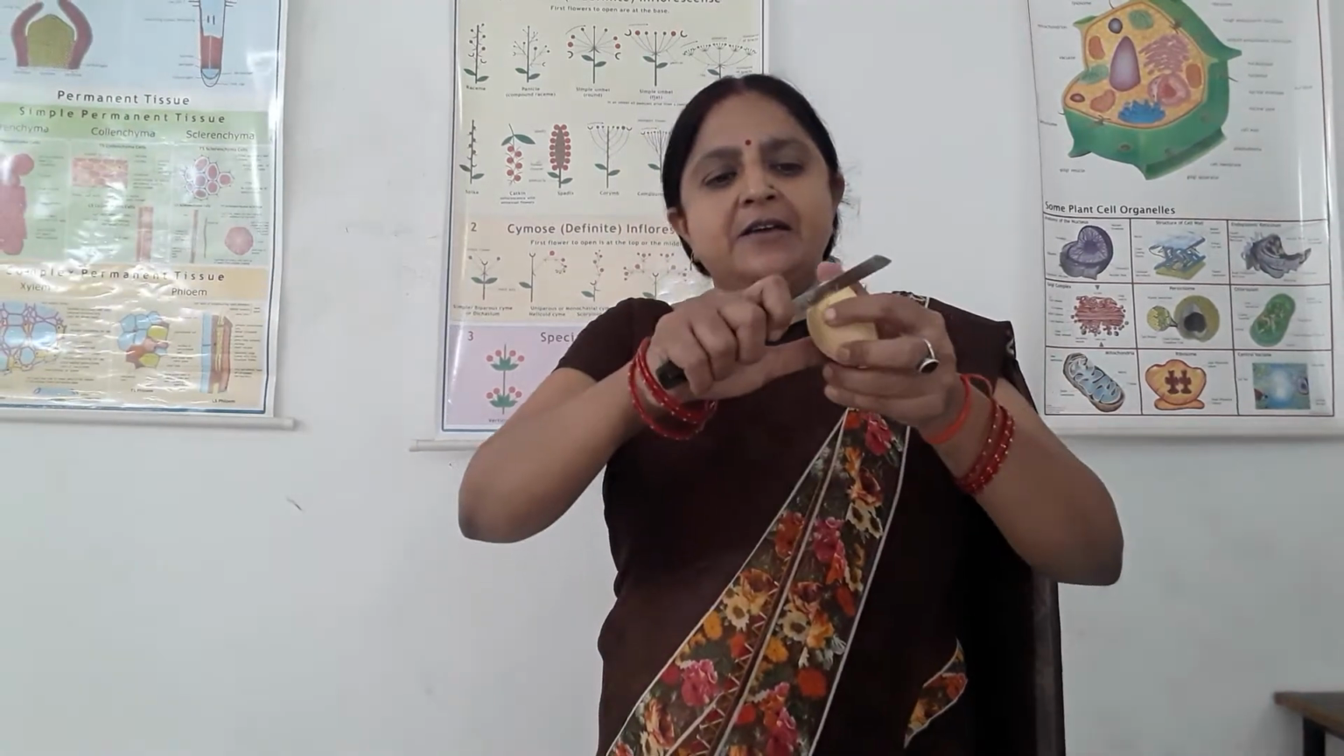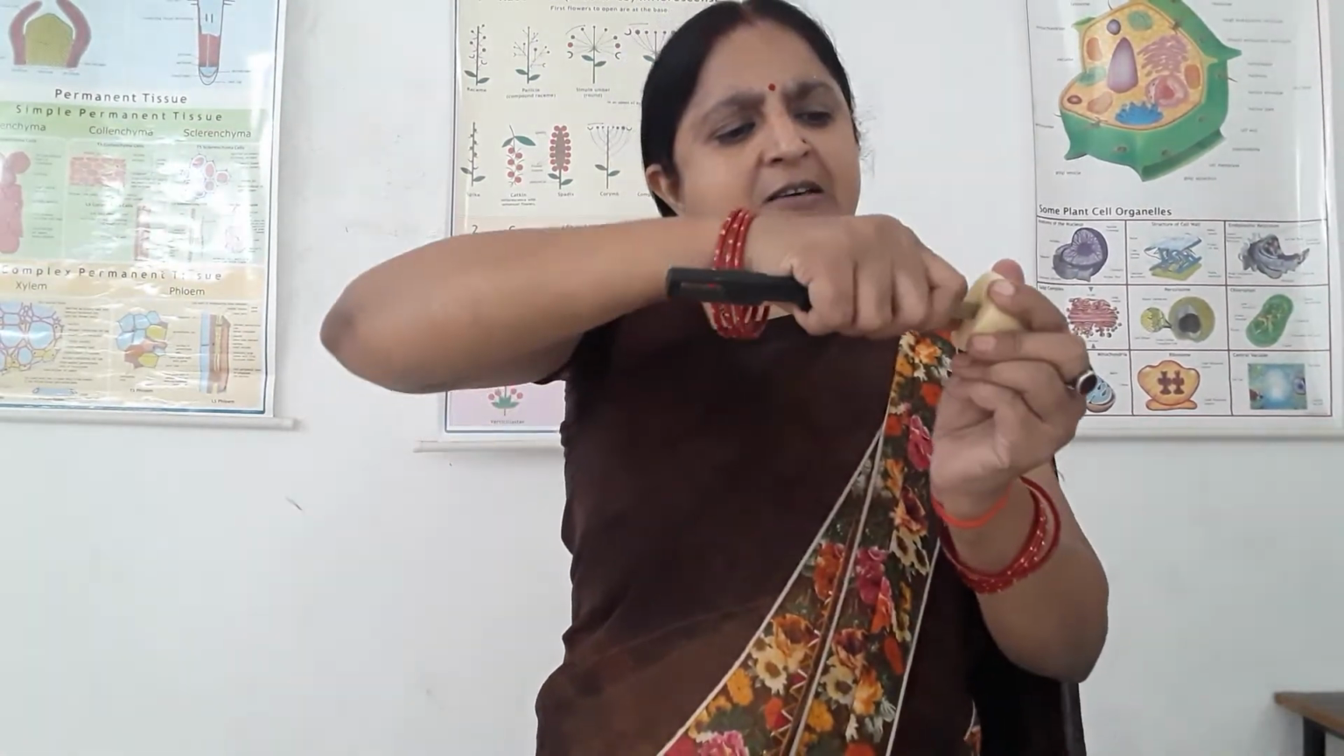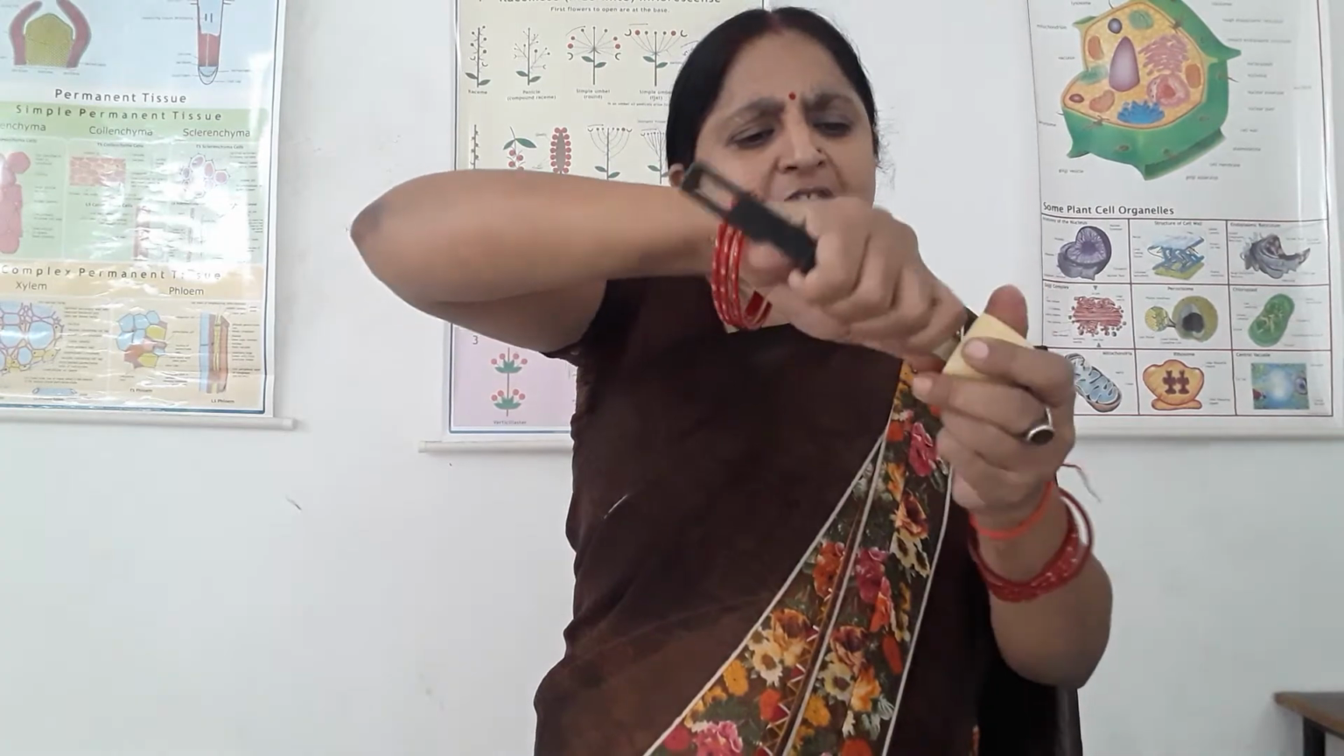This is the peeled potato. I have taken this peeled potato and cut it into two halves. In one half, make a scoop by using a knife, or you can also use the pin. In this way, you make the scoop in the half potato without damaging its outer wall.